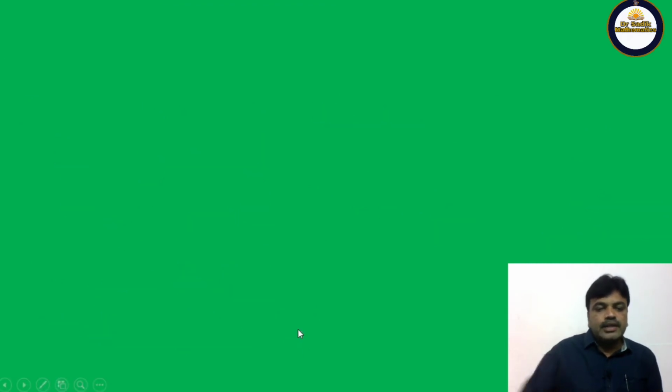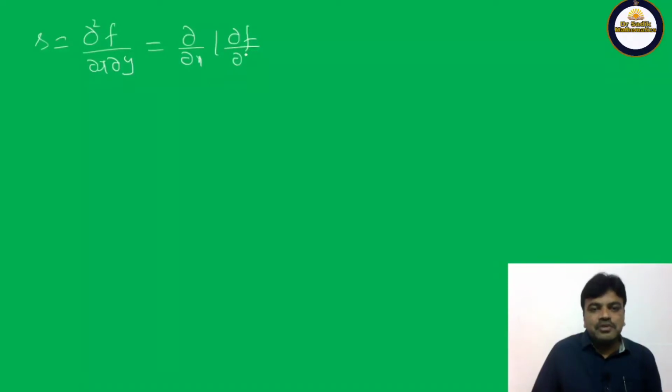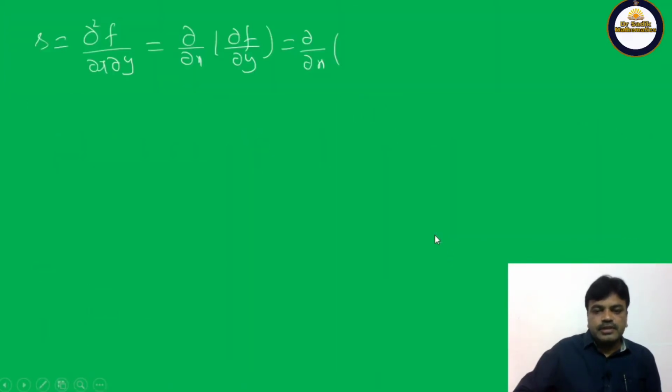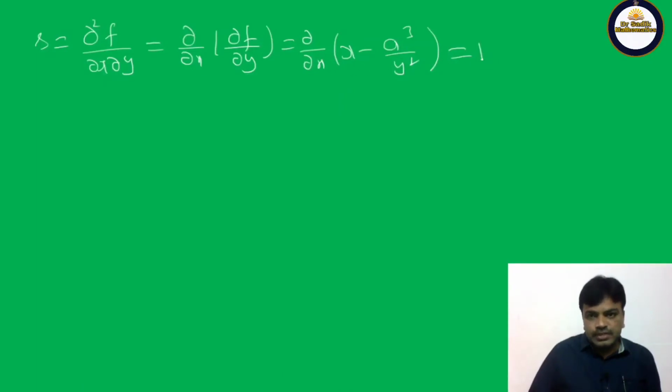Then the s value, ∂²f/∂x∂y, which is equal to ∂/∂x of ∂f/∂y. What is the ∂f/∂y value? x minus a³/y². The derivative of x is 1, and the derivative of a³/y² is 0, because with respect to x, y is constant.